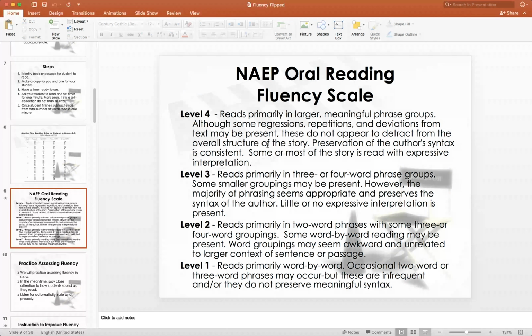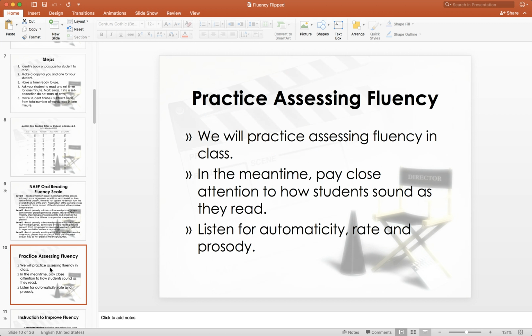And then level 4, of course, is the highest level. We primarily see that child using phrasing groups, possibly some repetitions, but mostly it does not detract from the structure of the story, and the reader preserves the author's syntax. So they're reading with expression and interpretation. All right, so we'll practice assessing fluency in class.